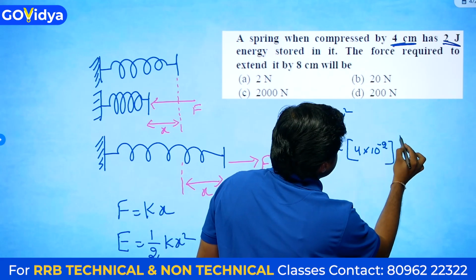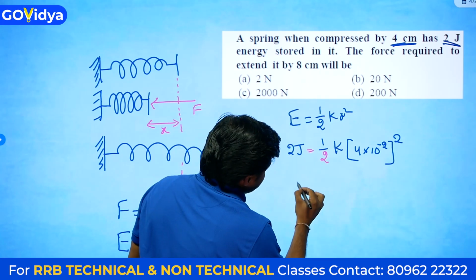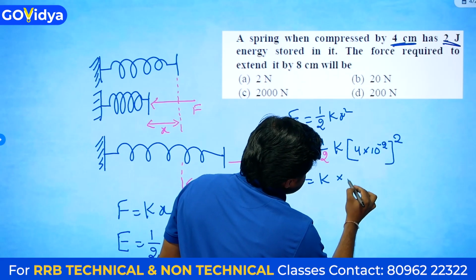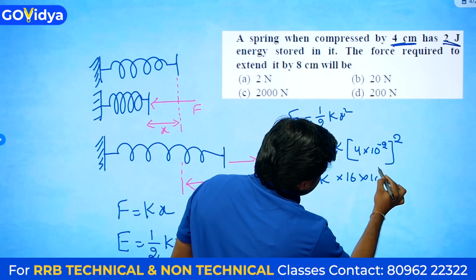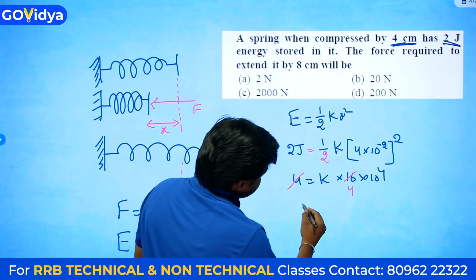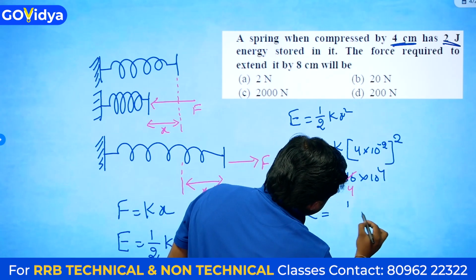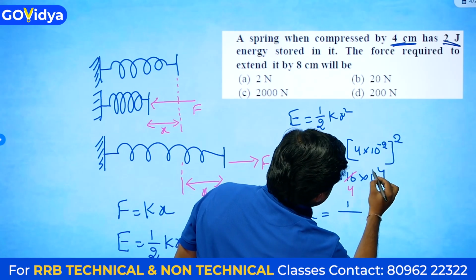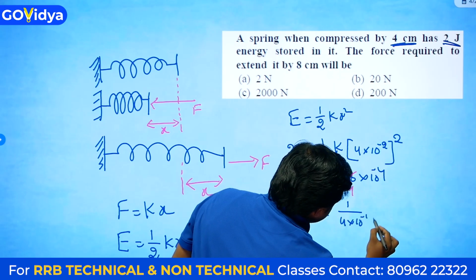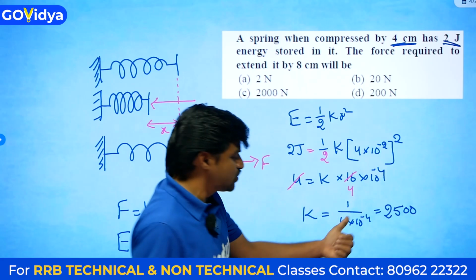Okay, E is 1/2 K X square. Send the 2 to this side: 4 is equal to K into 16 into 10 power minus 4. 4 ones are 4, 4 fours are 16. Now we will get K is equal to 1 by 4 into 10 power minus 4. We will get 2500 here. Okay, K value is 2500.